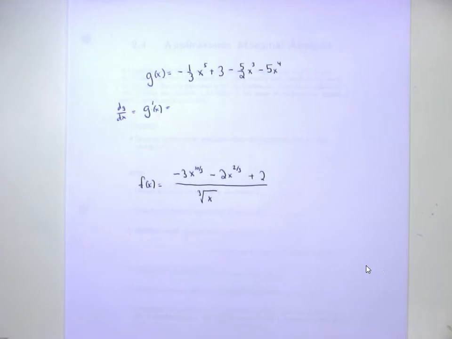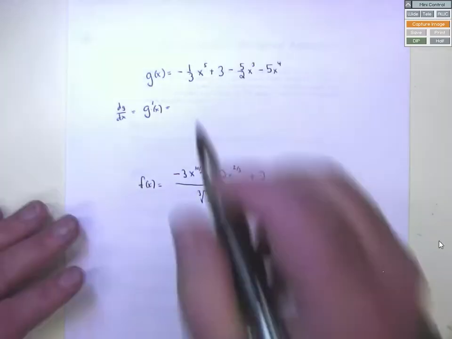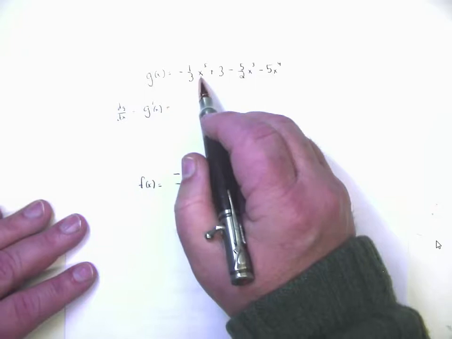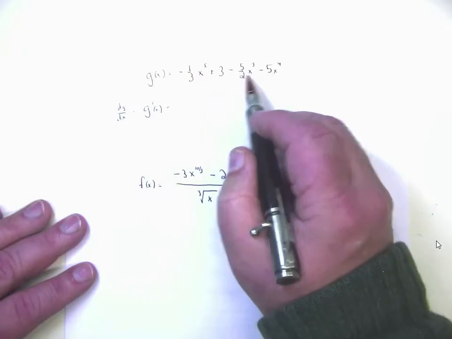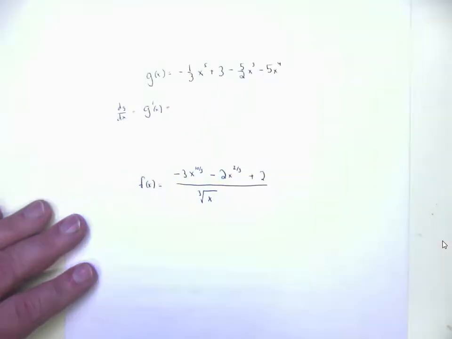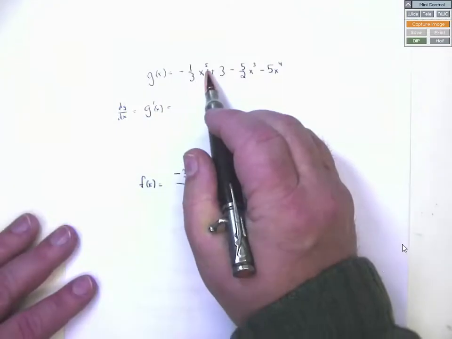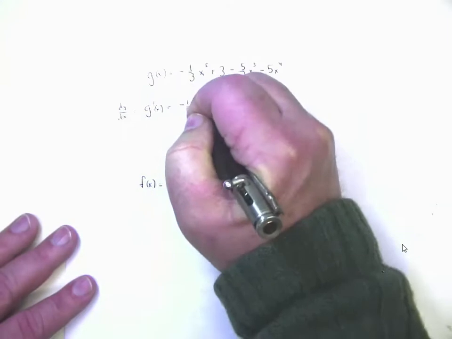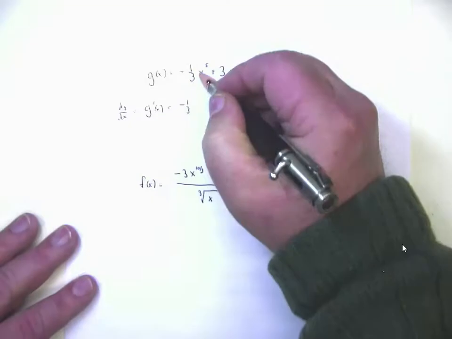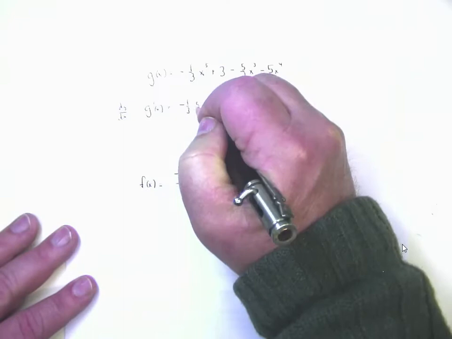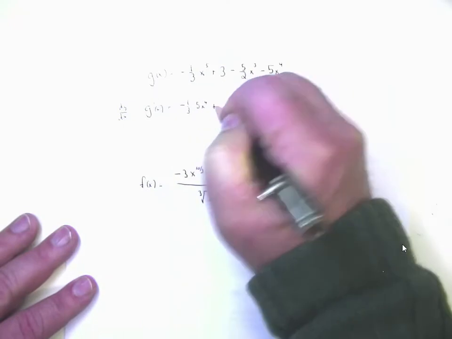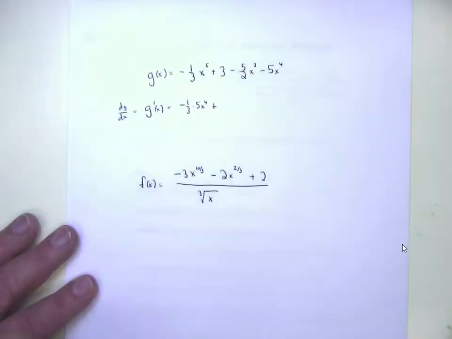Now, I think it was because of the fractions that bothered them. So I'm going to take this slowly and actually talk about taking the derivative of this guy, and then we'll worry about your fractions. So the function g of x equals negative 1/3 x to the 5th plus 3 minus 5 halves x cubed minus 5x to the 4th. When you take the derivative of sums and differences, you take the derivative of each one. The first term is negative 1/3 x to the 5th. You hold on to that constant. It holds out front. And the derivative of x to the 5th is times 5x to the 4th. Plus, then you go for the next guy.